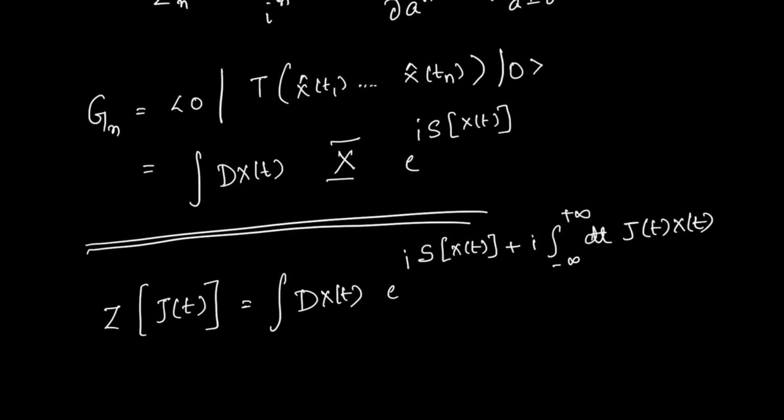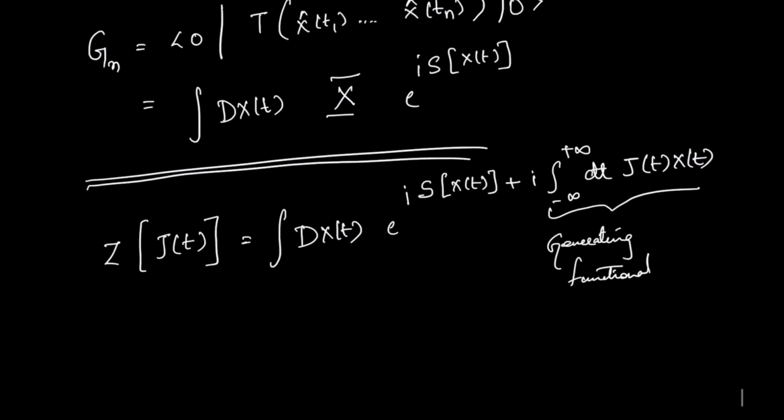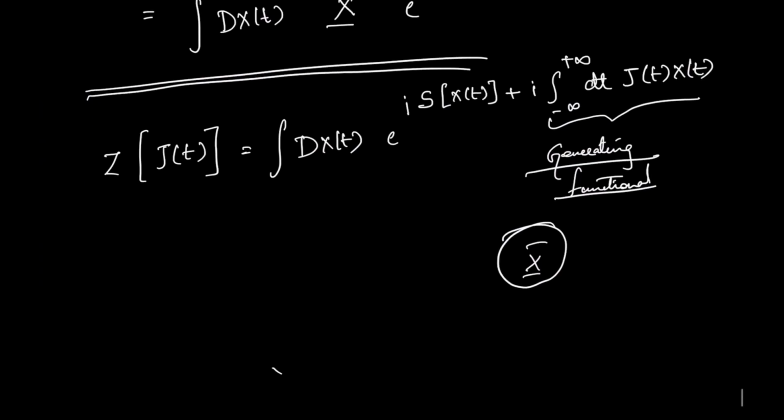Okay, so this is the generating functional, which if you expand to the nth power, you will generate this one. So instead of finding this object directly, we compute the generating functional, which makes the calculation easier. Okay, so for today we stop here and we will discuss this more in the next class.